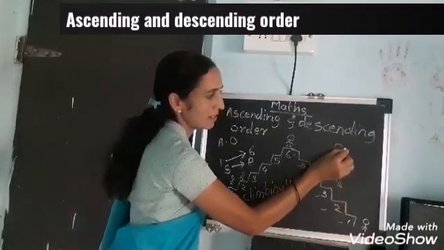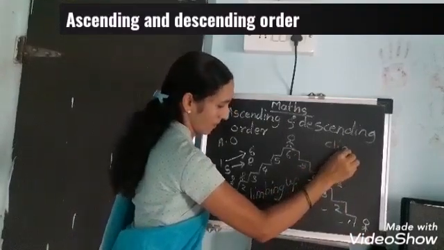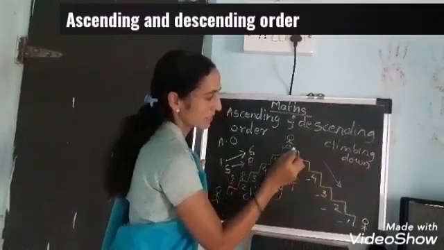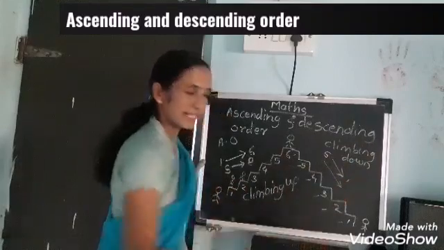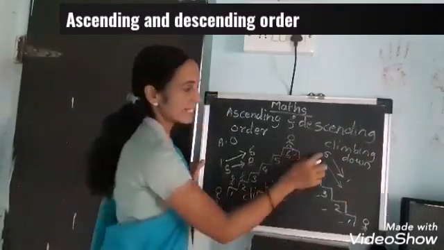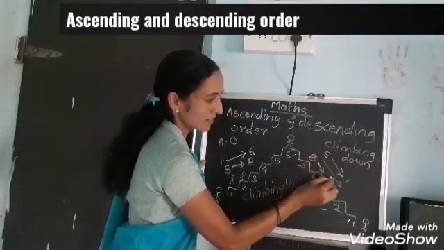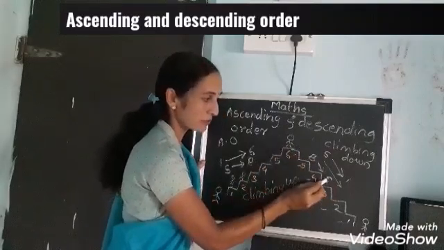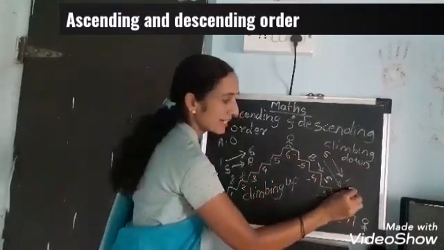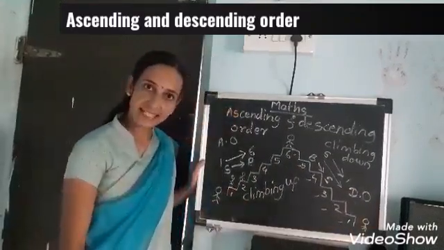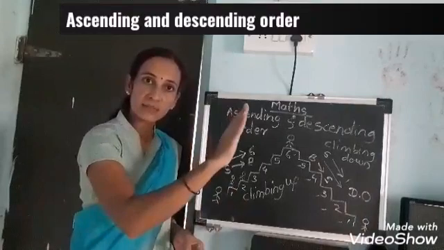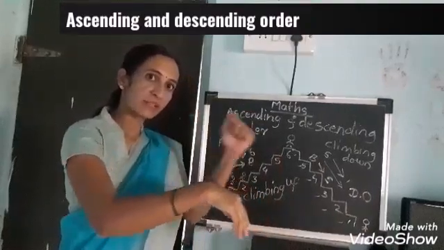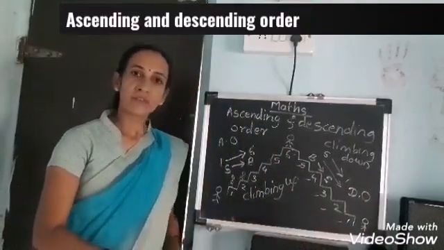It is called climbing down. It means from 6 to 1 he is leaving the stairs. 6 is the bigger number and 1 is the smaller number. So he is moving from bigger to smaller. It is called descending order. Okay, ascending order means from smaller to bigger, and descending order means from bigger to smaller. Okay, so we will see the example.